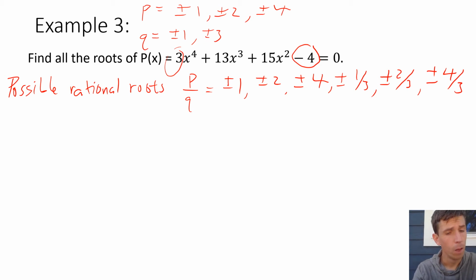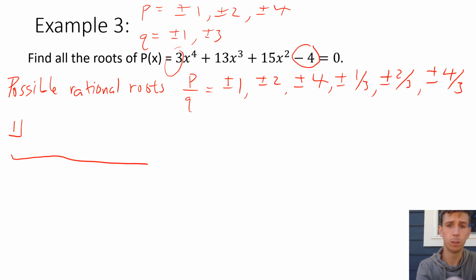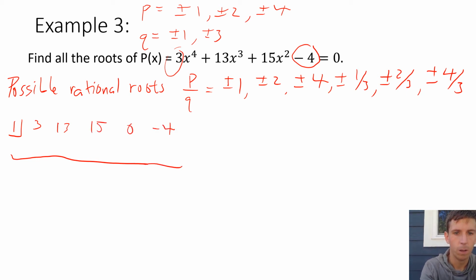All right, great. So what I'm going to do now is, it's unfortunately a little bit of a tedious guessing game here. I'm going to start with +1 and basically just try a form of synthetic substitution to check if these are roots. So I'll take my coefficients here, 3, 13, 15, 0, -4. Don't forget the 0, there's no linear term here. And basically just determining if these will be roots.